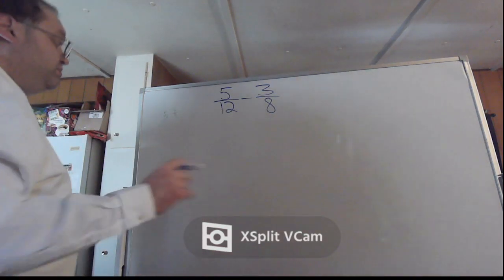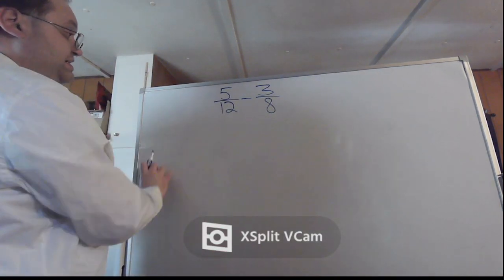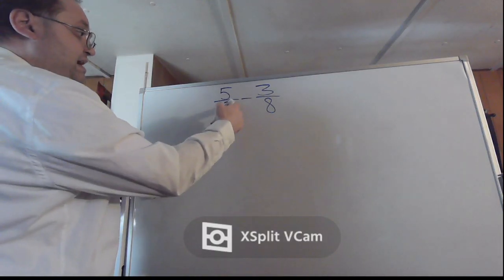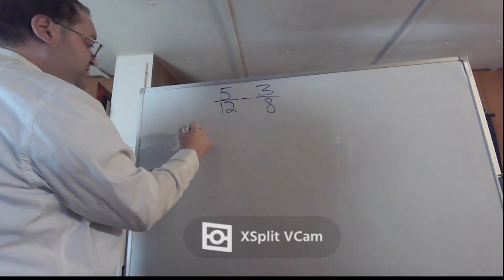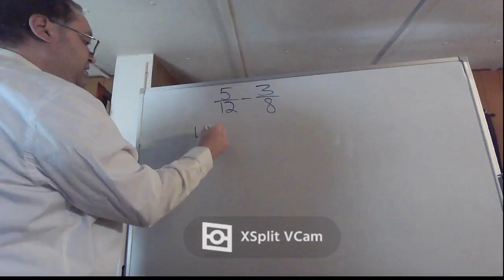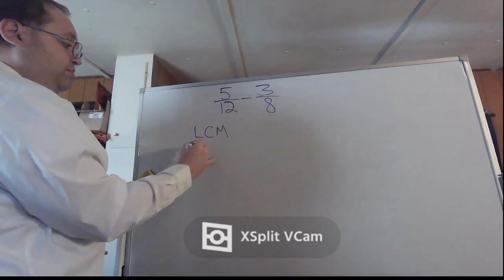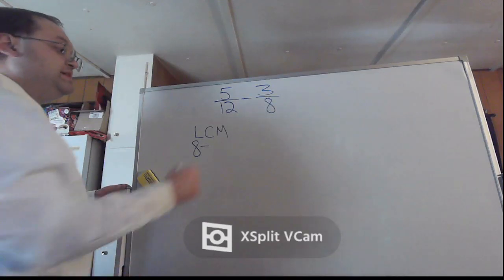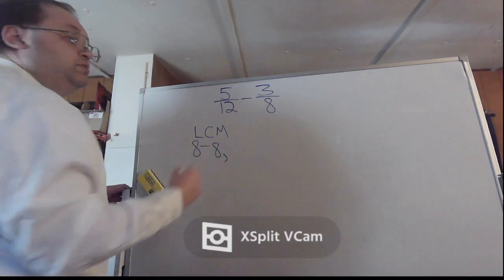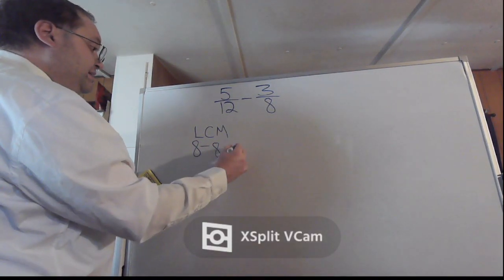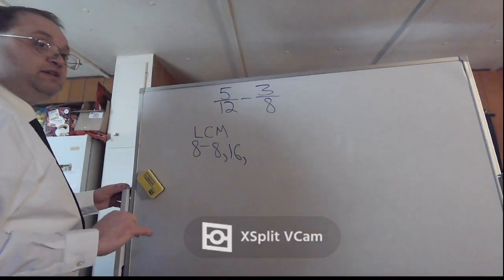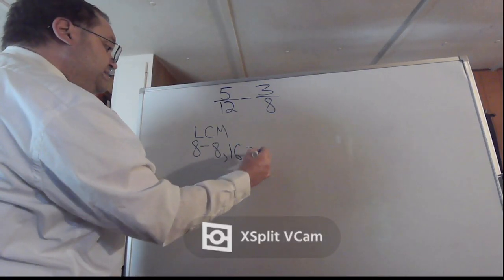What we have to do, once again, is find the least common denominator by finding the least common multiple of the two terms of the denominator. So find the least common multiple. We'll start with 8 since it's a lower number. 8 times 1 is 8. 8 times 2 is 16. 8 times 3 is 24. I think we can stop there.